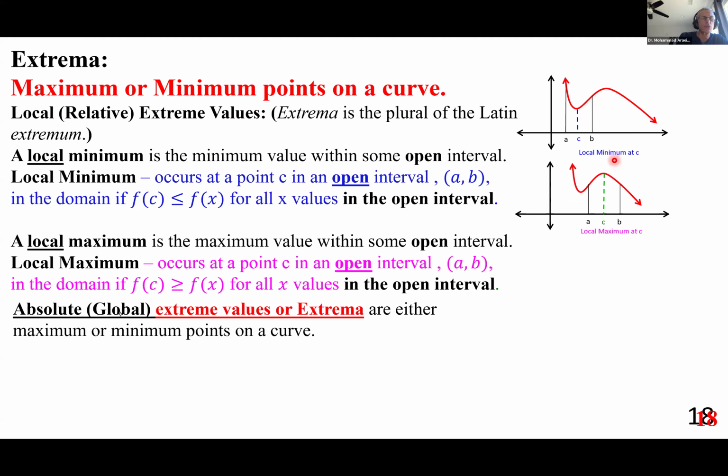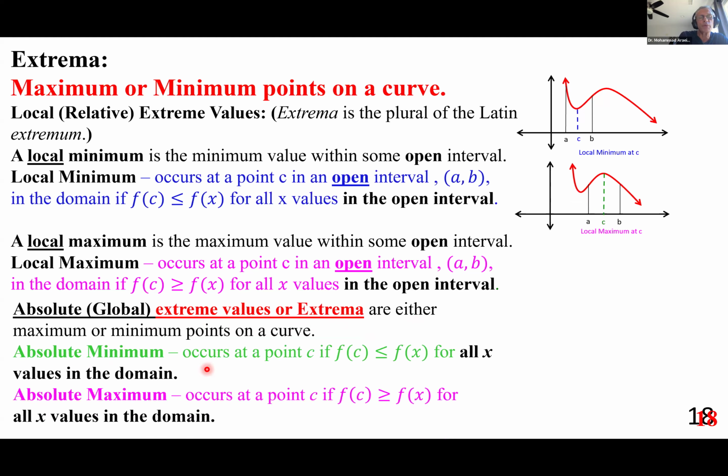Versus absolute, also known as global extreme values or extrema. So absolute or global extreme value or extrema are either maximum or minimum points on a curve. In other words, absolute minimum occurs at the point c if f of c is less than or equal to f of x for all x values in the domain, and that's the key. Absolute maximum occurs at the point c if f of c is larger than or equal to f of x for all x values in the domain.